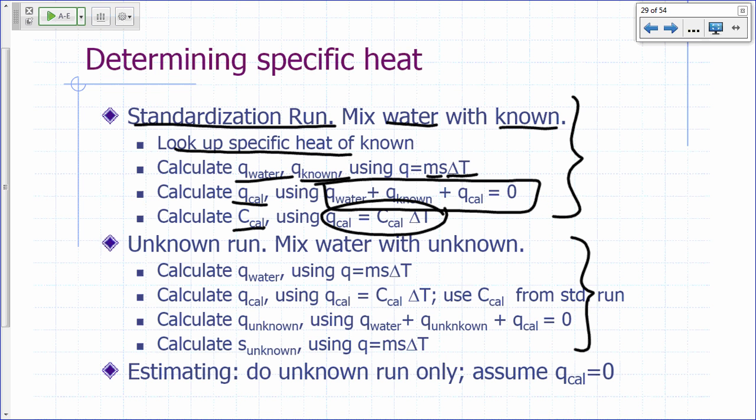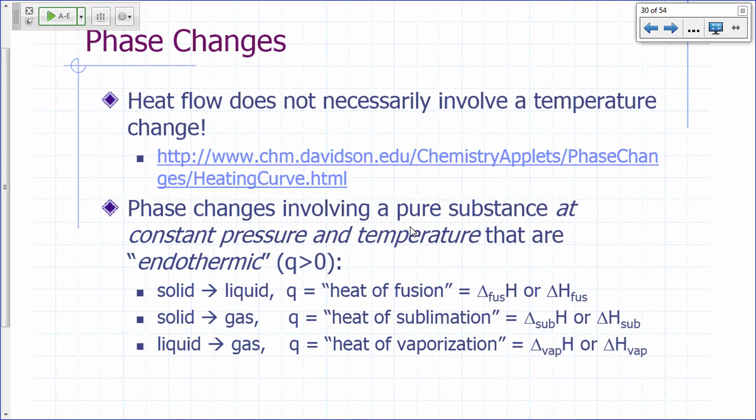Now, oftentimes in textbooks, they give you problems for determining specific heat, and in those cases you have to make the assumption that Q cal is 0. If you don't have information about the calorimeter constant, just assume it's 0. That's just to make things simple. But in practice, you really need to do a calibration of your calorimeter, which means you have to do a standard calibration.